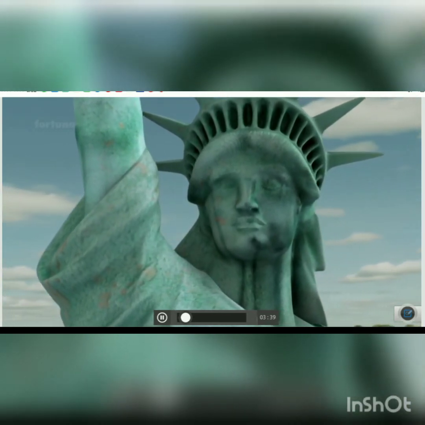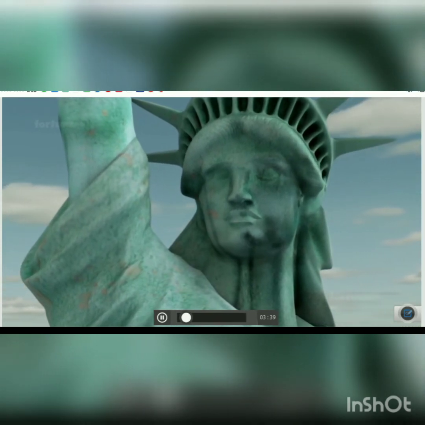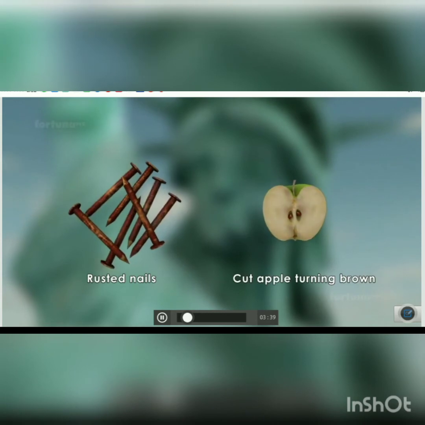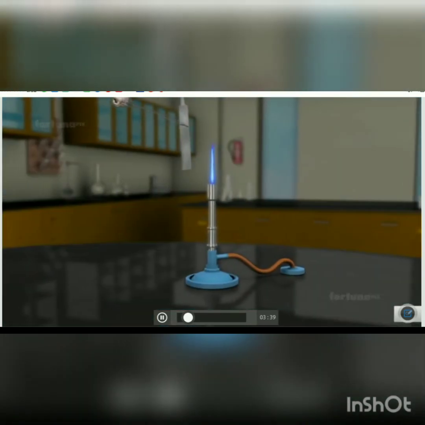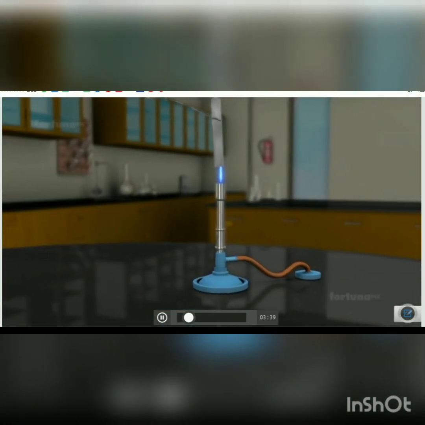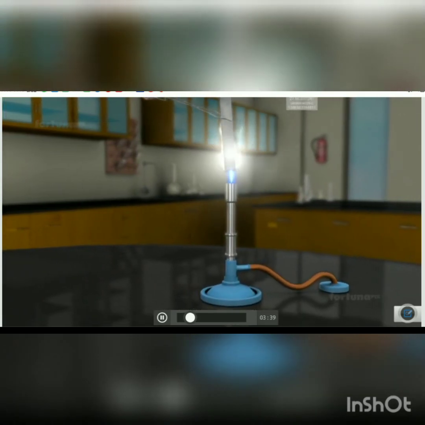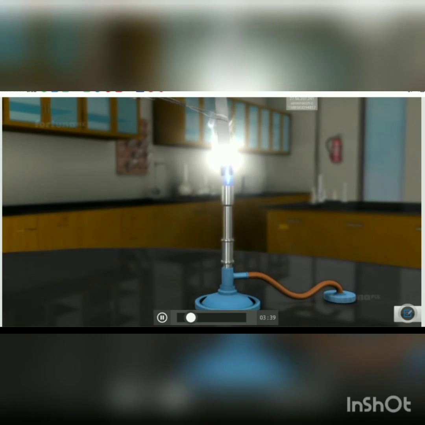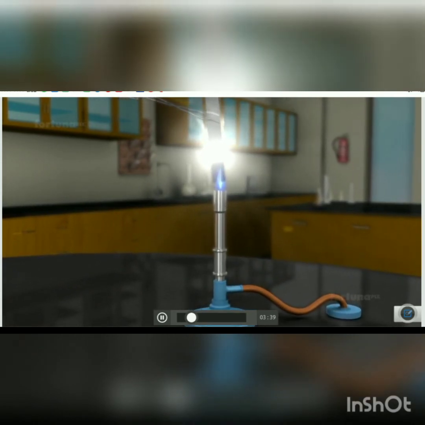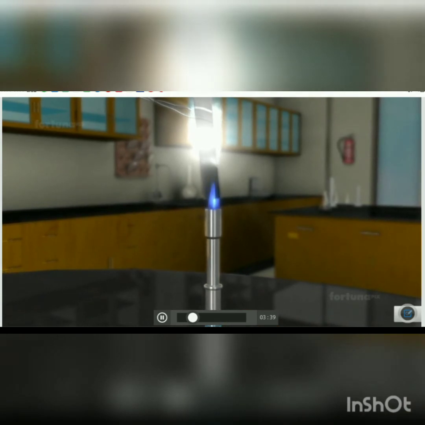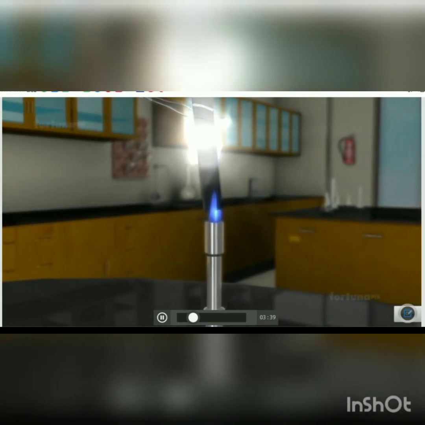Some other examples of redox reactions are rusting of iron nails and browning of cut apple. One more example of redox reaction is burning of magnesium ribbon in the laboratory with a white shining flame. To explain redox reactions, firstly we will discuss oxidation and reduction processes, because redox reactions are the combined effect of oxidation and reduction.